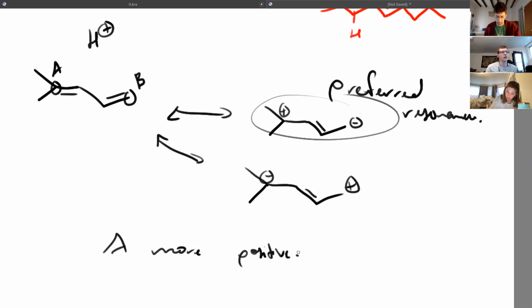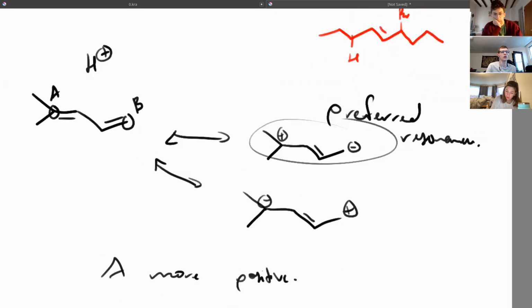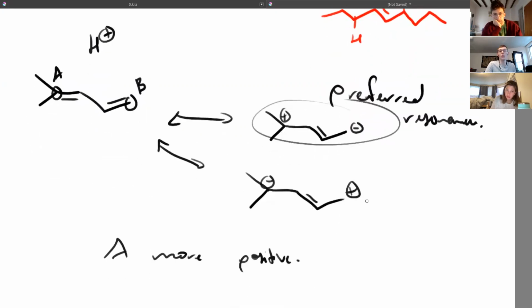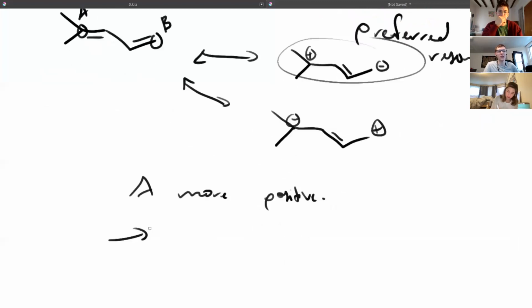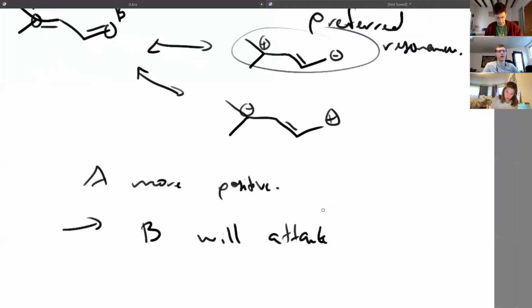So then would the top product be the thermodynamic one? Oh, well, we haven't even done the reaction yet, which is where we were about to get to, right? So since A is more positive, that means that B will attack, right? Or let's say also B is more negative.